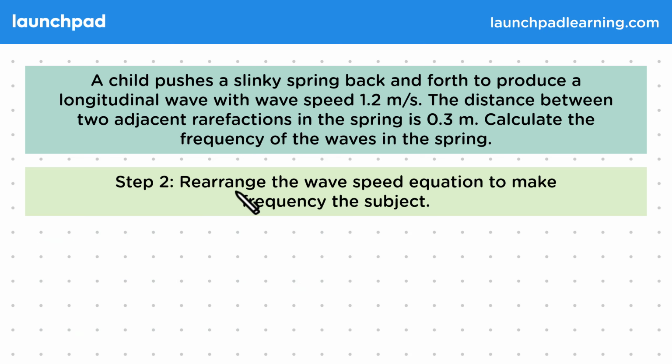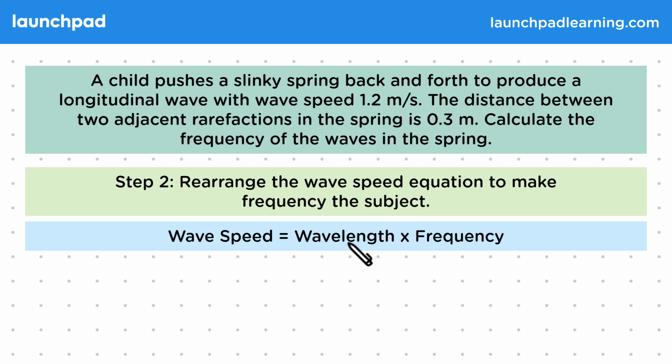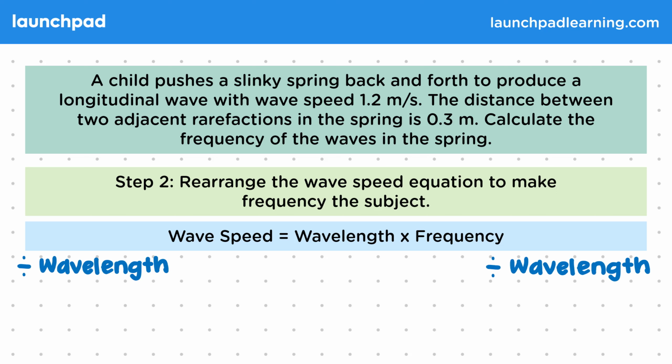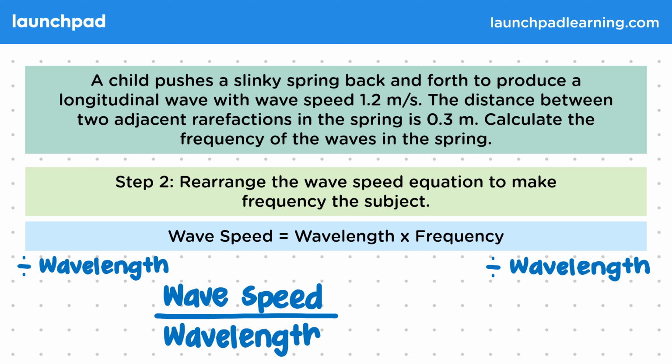In step 2, rearrange the wave speed equation to make frequency the subject. Now our wave speed equation is wave speed is equal to the wavelength multiplied by frequency. To make frequency the subject, we want to move wavelength to the other side of the equation to have frequency on its own. We can do this by dividing both sides by wavelength. This gives wave speed divided by wavelength is equal to the frequency.